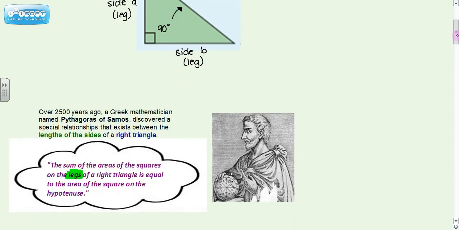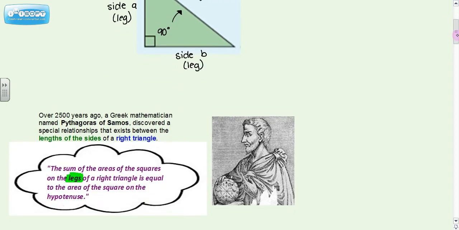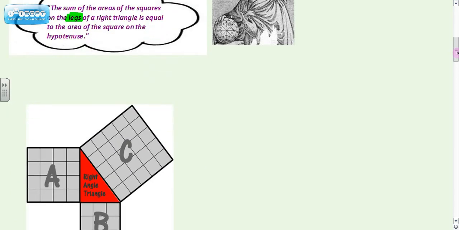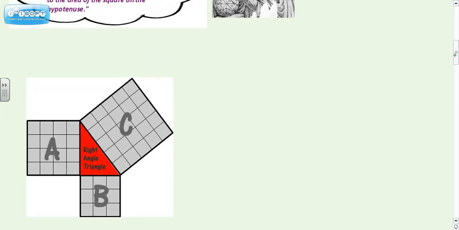So his statement says the sum of the areas of the squares of the legs. So here's a diagram which shows the area of the squares of the legs. Here is one of the legs. This is the side A we determined. And in this example, it's 4 square lengths. Now the square of this side length is a 4 by 4 square, which means there are 16 squares in total in this square of the side.